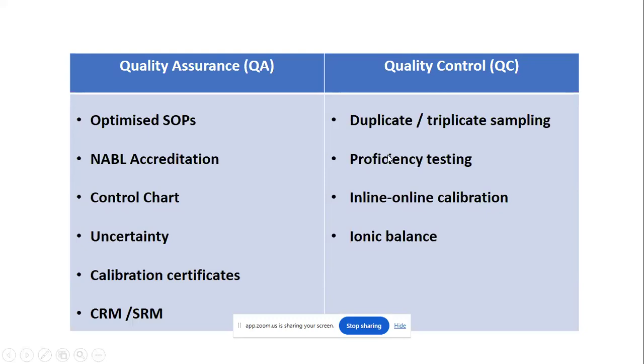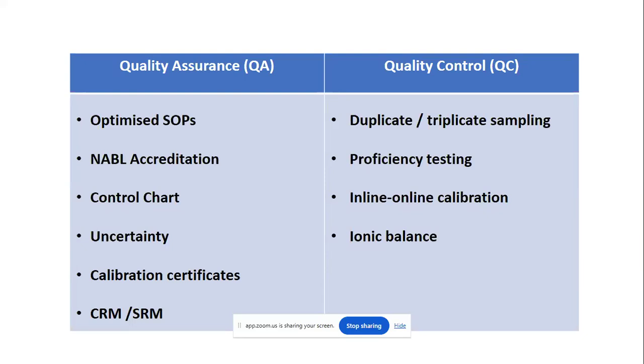And quality control includes duplicate and triplicate sampling. It will tell you the results, the error and precision. Proficiency testing: I could send the same sample to 2 different laboratories, or 3 different laboratories, and compare the results. So this is proficiency testing. Inline online calibration means we calibrate the instruments, and after that, in between, after 5 samples, we again run a standard of different concentration. We check the concentration of the standard as a sample. That is inline online calibration, we can say. Ionic balance is a very good tool, I will tell you.